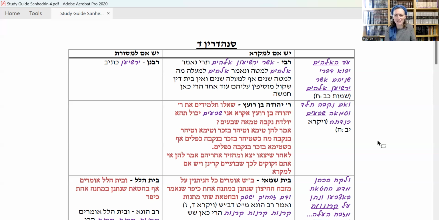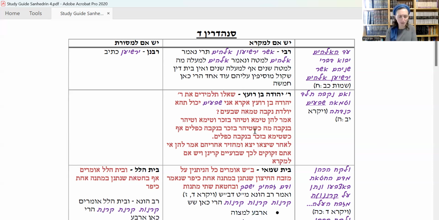Everybody knows it's read as Yarshi'un. Nobody thinks it's Yarshi'an. So that's just lamikra, how it's read. Okay? Now we're going to see that it's not just Rebbe who holds this way, but we're going to see a bunch of machlokot about some people who hold yesh aim lamikra and some people who hold yesh aim lamasoret.